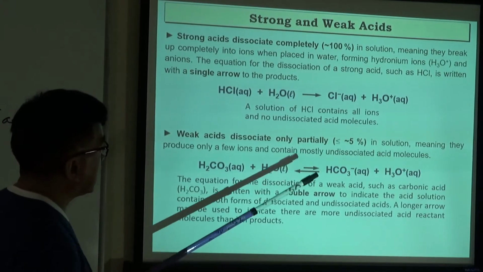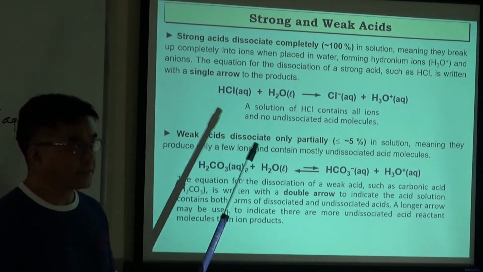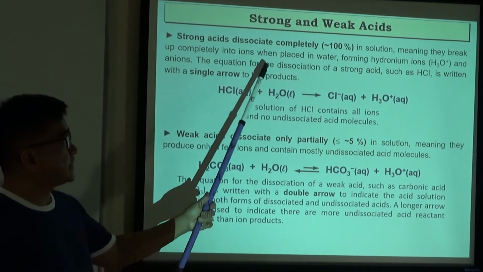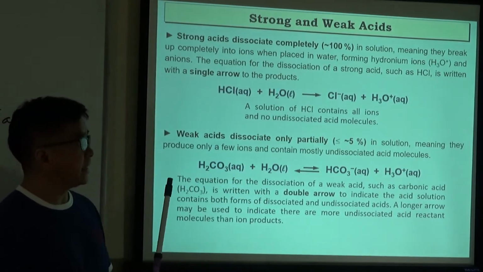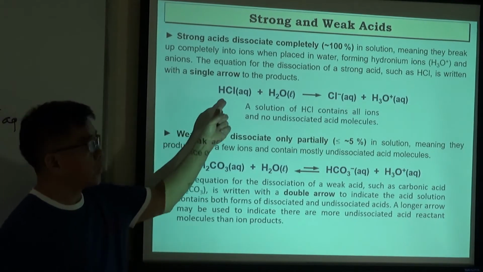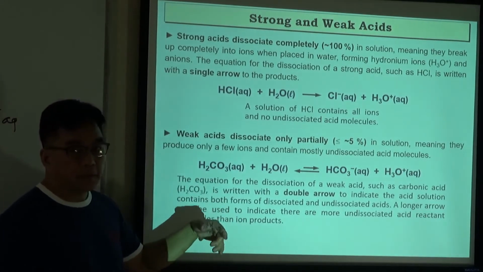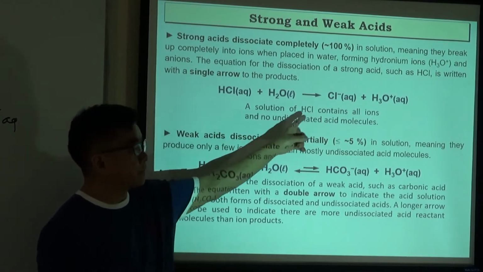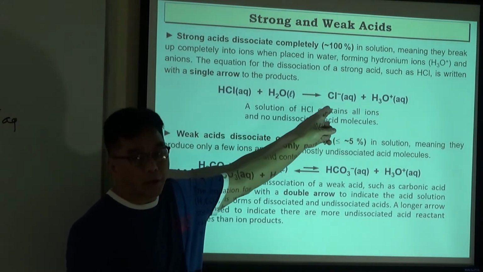Okay, now there's strong acid and there's weak acid. Strong acids dissociate completely, or 100%, in solution. For example, hydrochloric acid is a strong acid. In solution, it dissociates completely, so you write it with a one-way arrow.